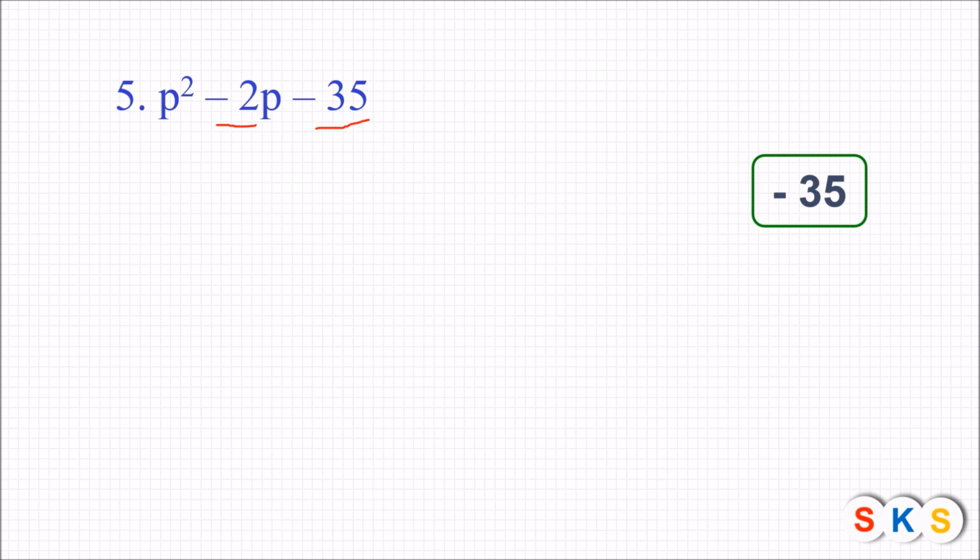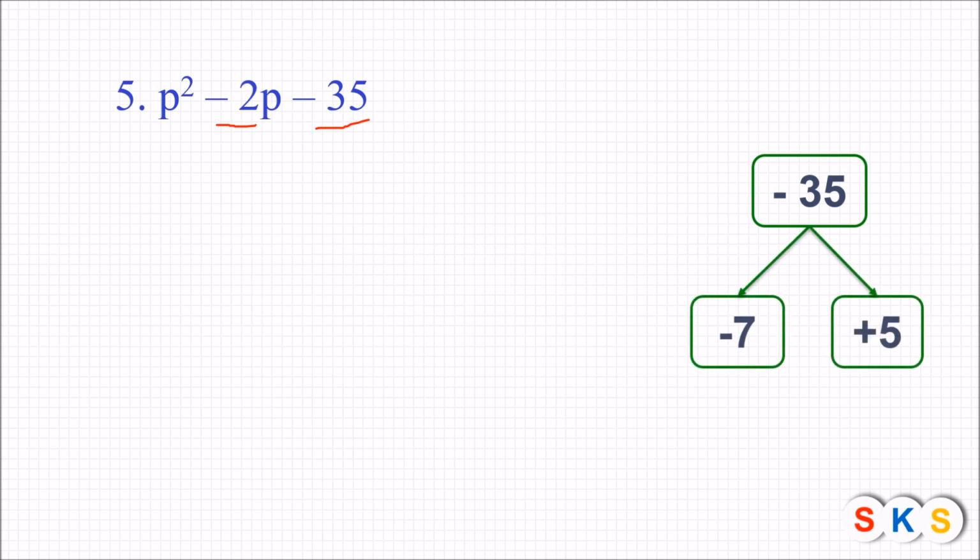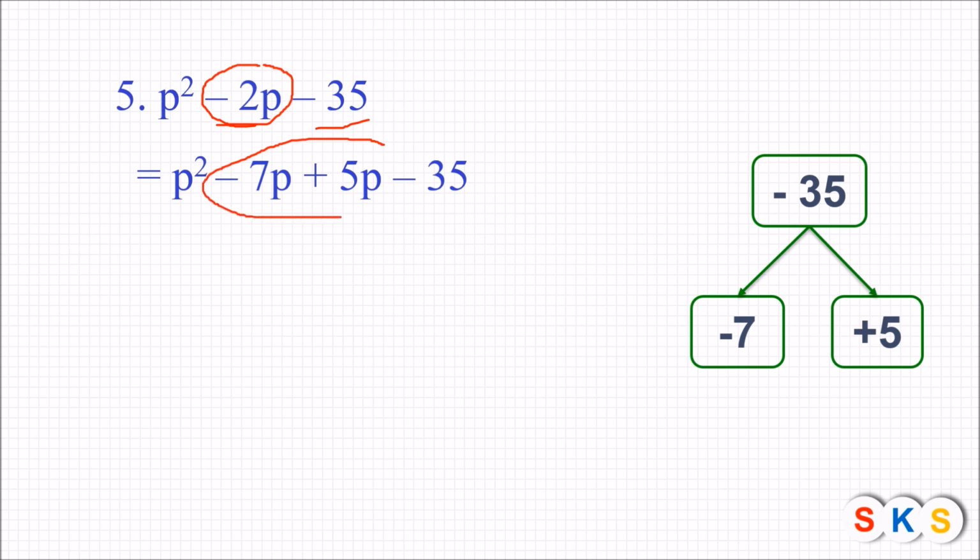Those two numbers are minus 7 and plus 5. If you multiply minus 7 with plus 5, you will get minus 35, correct? And when you add minus 7 with plus 5, you will get minus 2. So I am going to split the middle term. What was the middle term over here? It's minus 2p, which you can write as minus 7p plus 5p, correct?